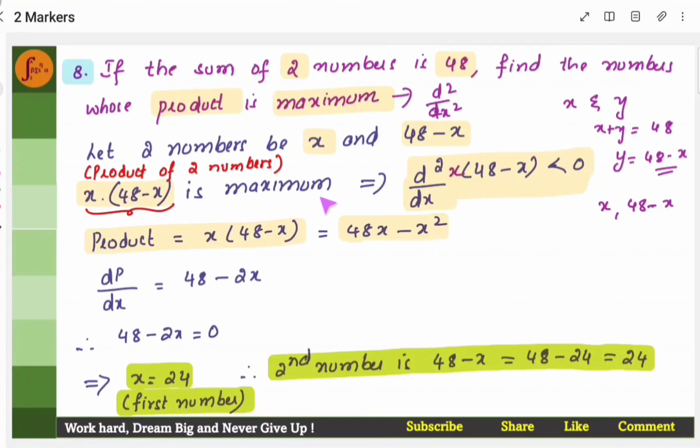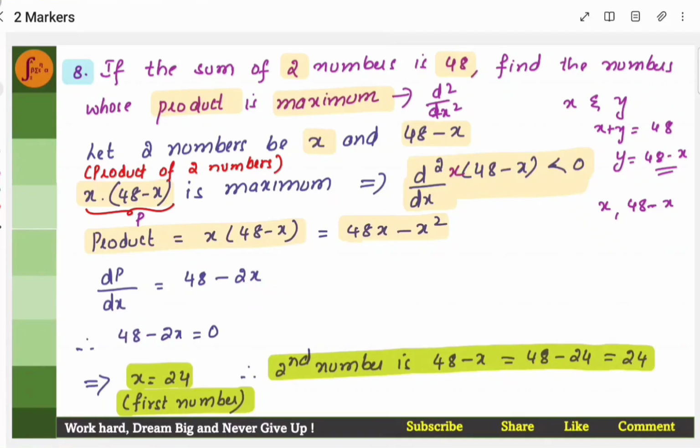The product of two numbers is maximum means the double derivative of this product is less than 0. When I multiply x into 48 minus x, the double derivative is going to be less than 0. So first I'll take the single derivative. Let's assume that the product is p. P is equal to x into 48 minus x. So I differentiate, dp by dx, and I'll find the derivative. It will be 48 minus 2x.